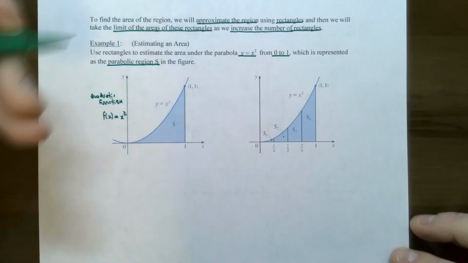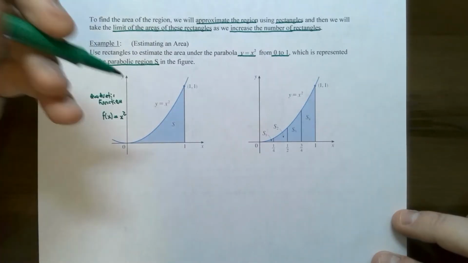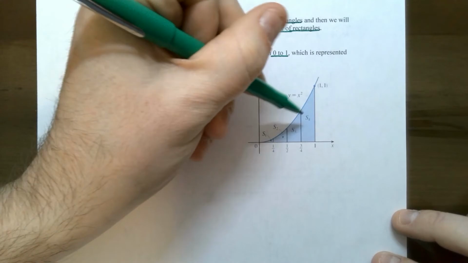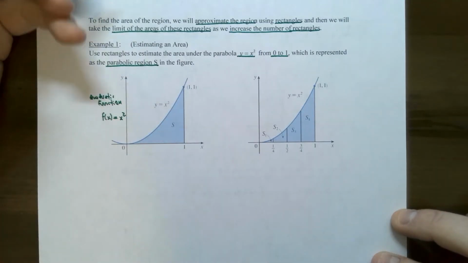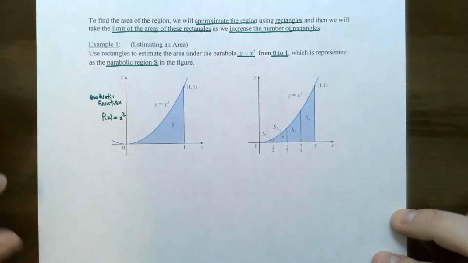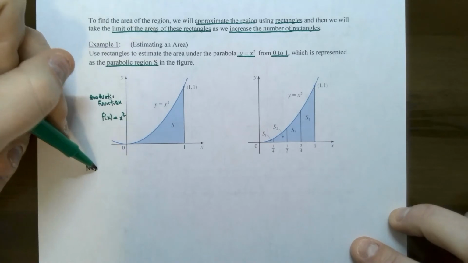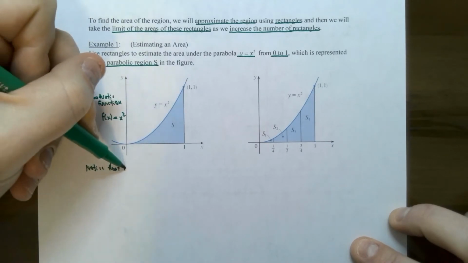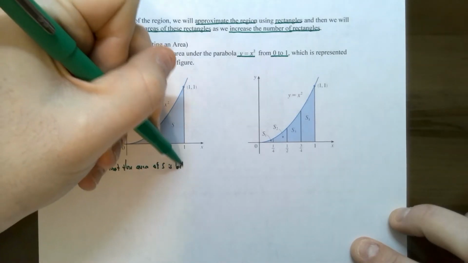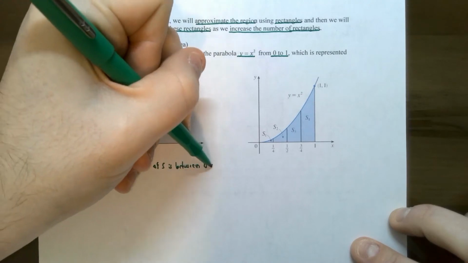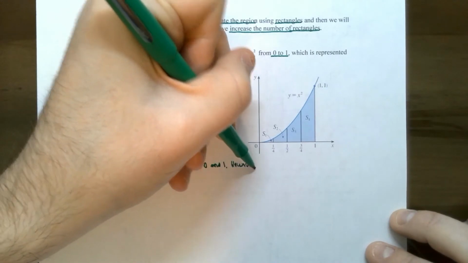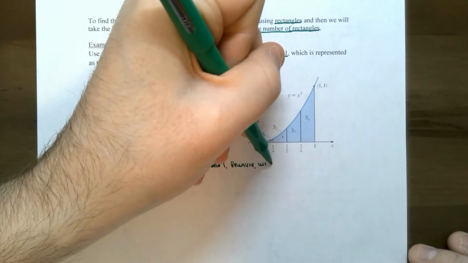So the idea is that we're going to take this region S and divide it up into sub-regions, and we're going to call those S1, S2, S3, and S4. And each of these sub-regions will have the same width for the base on the x-axis. So let's just make some observations. Notice that the area of S is between 0 and 1. We saw that earlier. However, we can come up with a much better approximation.